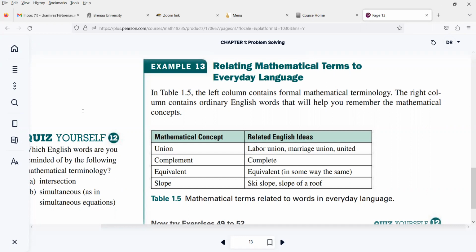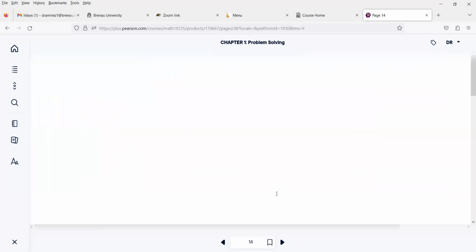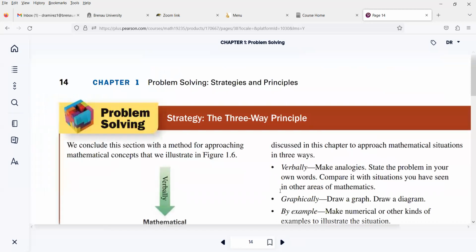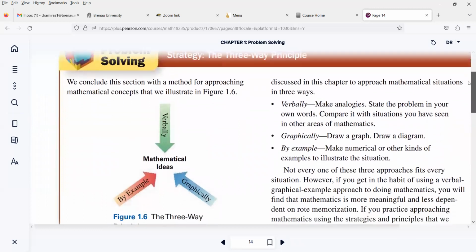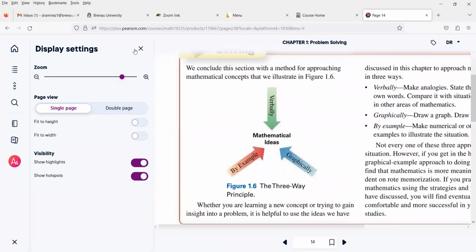Equivalent means that in some way, things are the same. And slope, in chapter 7, we're going to talk about the slope of a line. So the idea could be a ski slope or the slope of a roof. And the last one is strategy number 13. With this, I finish the section. It's the three-way principle. I'm just reading this from the book. Let's zoom out just a little bit so you can see it.